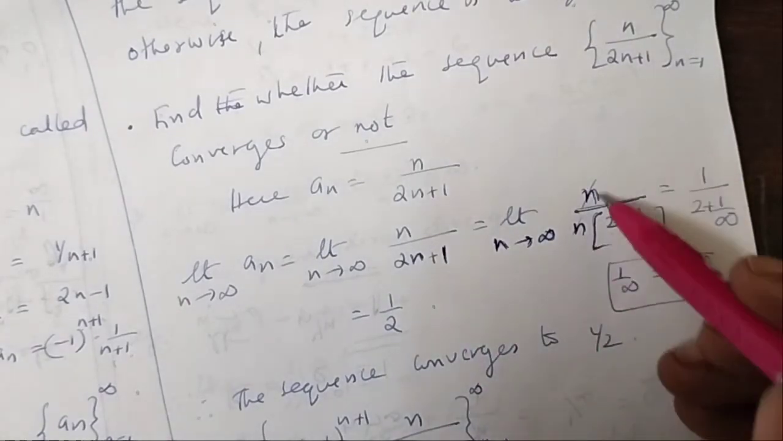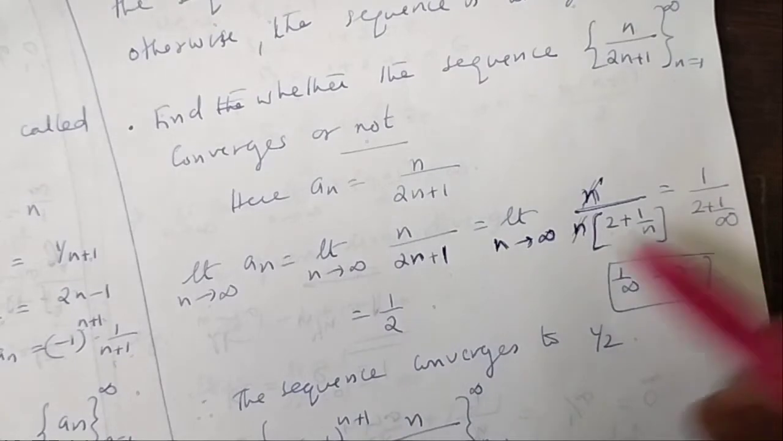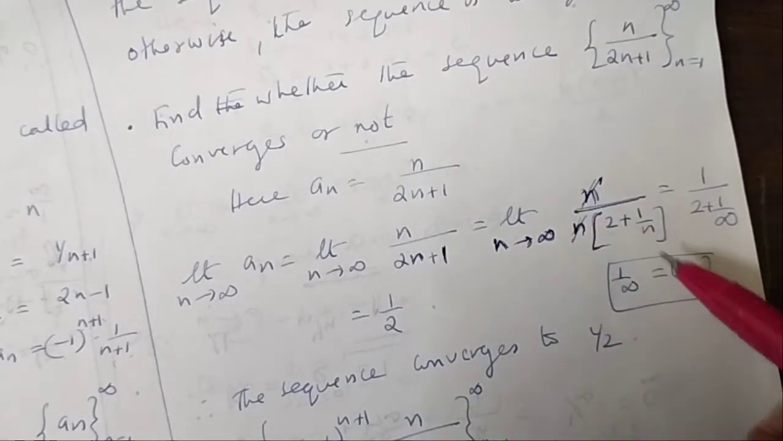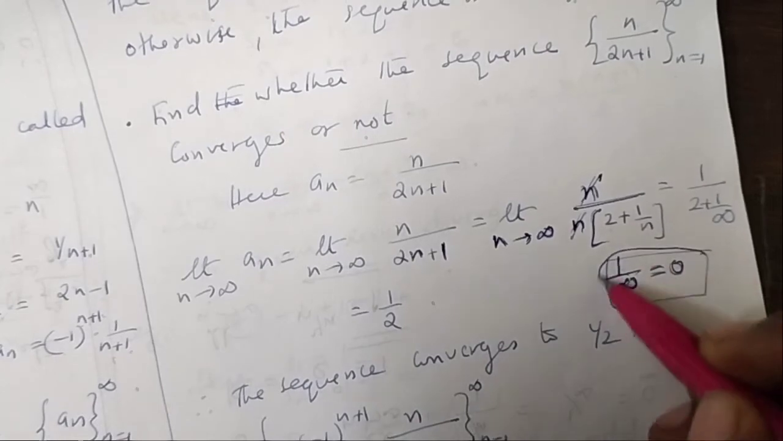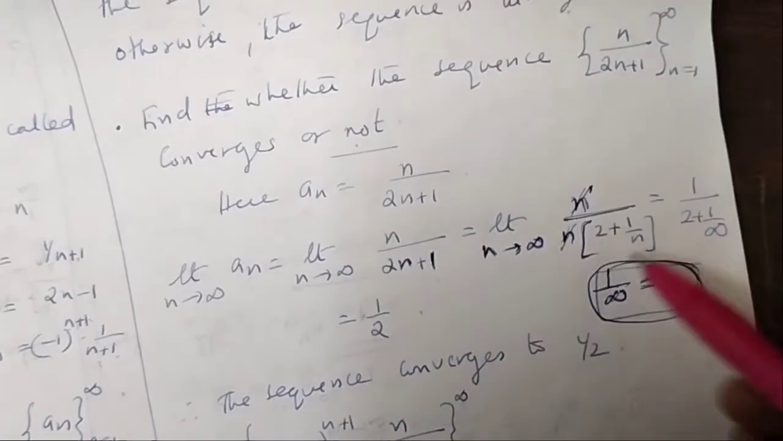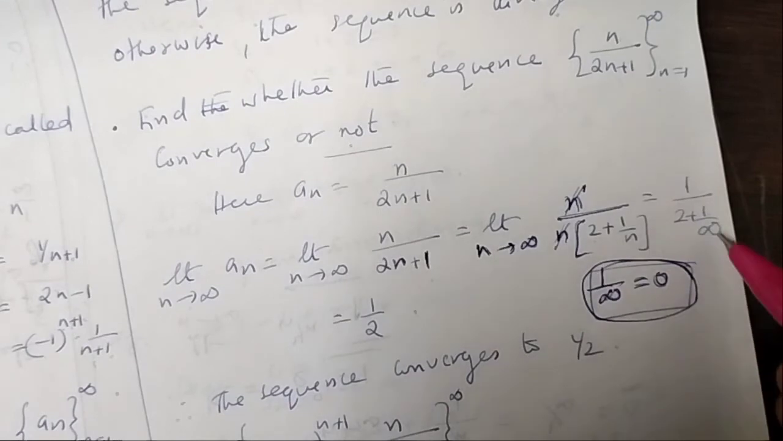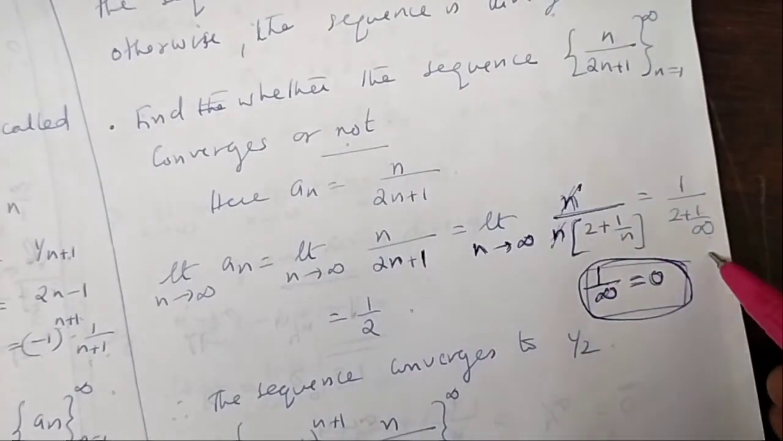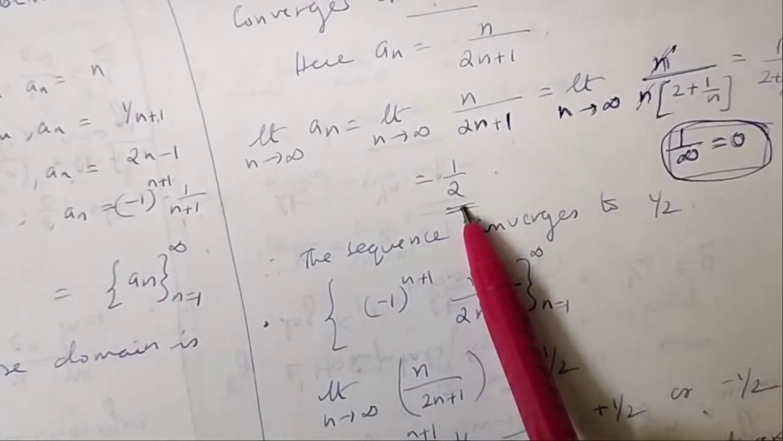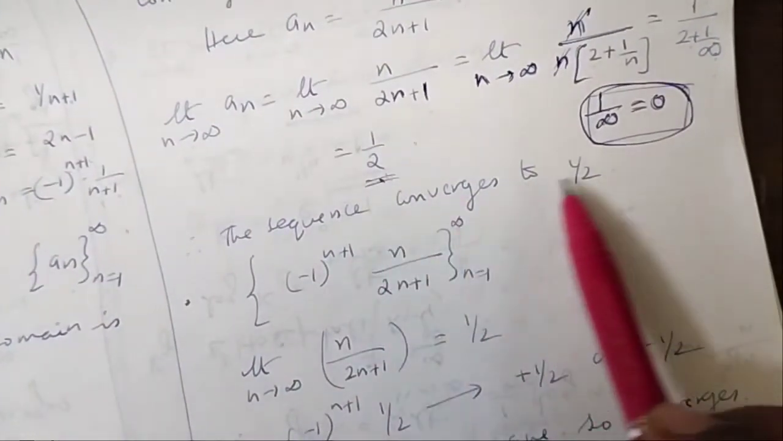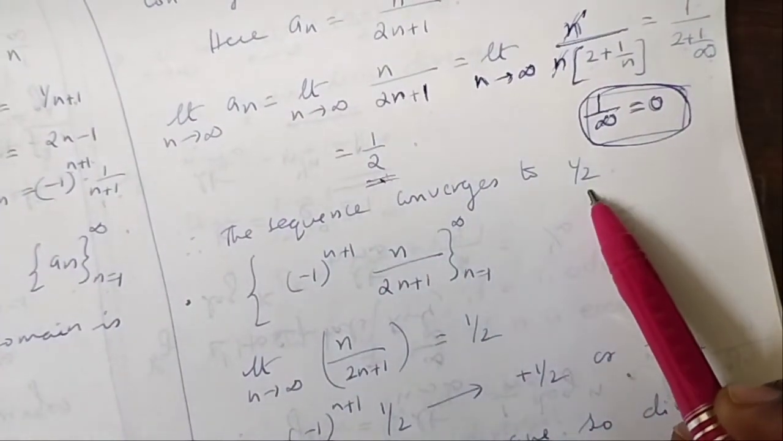So this n cancels. When we take n common, n should cancel. That means 1 by infinity is 0. This is what we need to apply. 1 by infinity is 0. So this becomes 1 by 2 plus 1 by infinity. 1 by infinity is 0. So 2 plus 0, 2. So the answer is 1 by 2. This is a finite number and it is positive, unique also. So the sequence converges to 1 by 2.